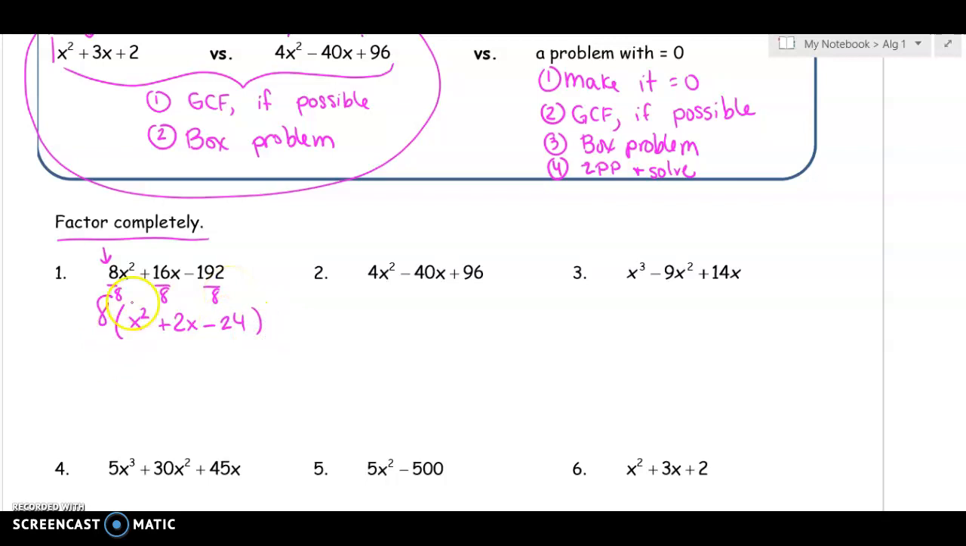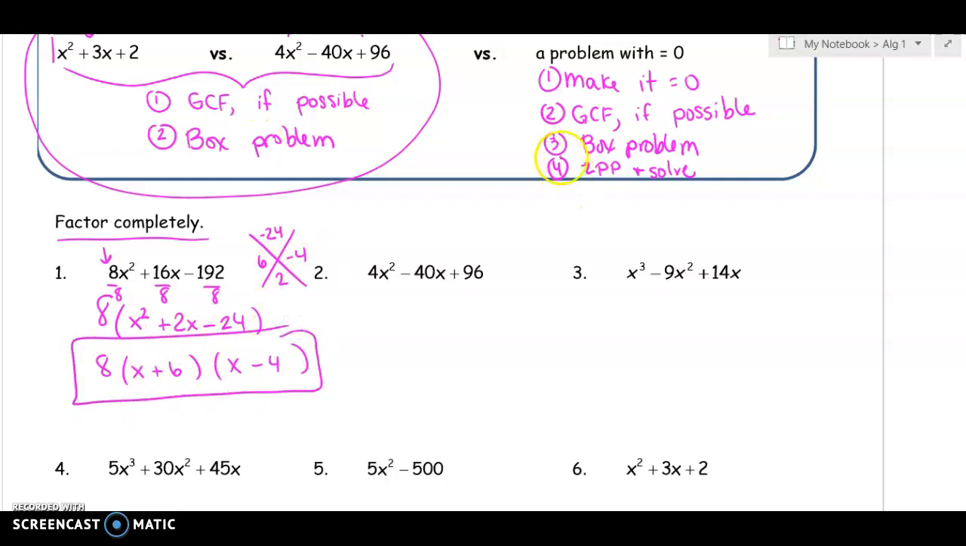All right, after that, box problem. So it's got to multiply to be negative 24 and add to be 2. Those numbers are going to be 6 and negative 4. You make 2 sets of parentheses. The 8 is still in front. X goes at the front of both of those parentheses. Positive 6 means plus 6. Negative 4 means a minus 4. And then you're done. We do not do any solving unless there's an equal sign or it says to solve. This is it. We're done after that step.